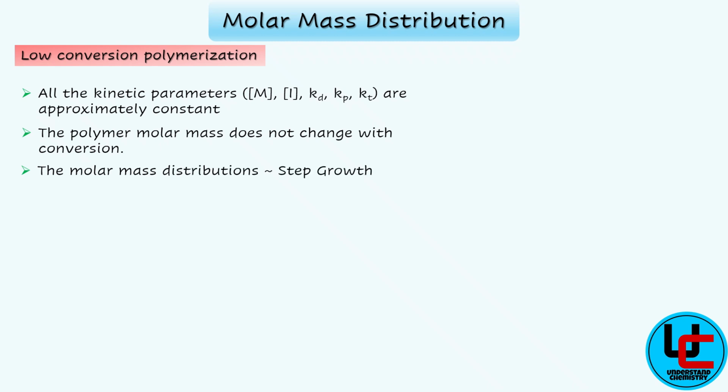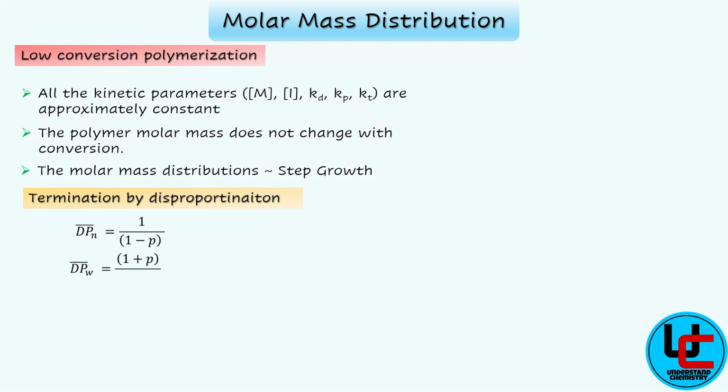Let us consider the case when one polymer molecule is produced from each kinetic chain. This means termination by disproportionation or chain transfer or combination of both. But for this case, we assume no coupling reaction. For this case, the molar mass distribution is described by the statistics of linear chains. The number average and weight average degree of polymerization for this case are given here. From these, we can calculate the number and weight average molar masses. The dispersity is calculated by dividing the weight average degree of polymerization by the number average degree of polymerization, which is calculated to be 1 plus P.